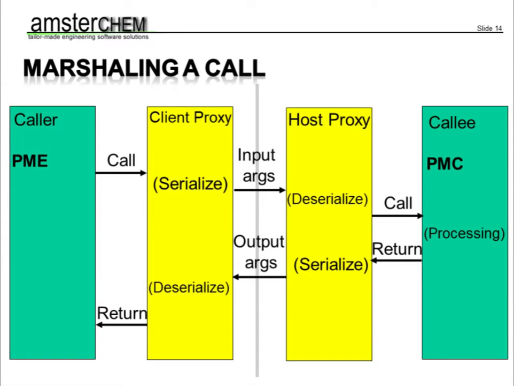Note again that in this picture, the caller can be the PME and the callee can be the PMC, which is the case for any PMC object that is being marshaled. Or it could be the other way around. The caller could be the PMC and the callee could be the PME, which is the case for PME objects being marshaled, such as the material object or the simulation context.